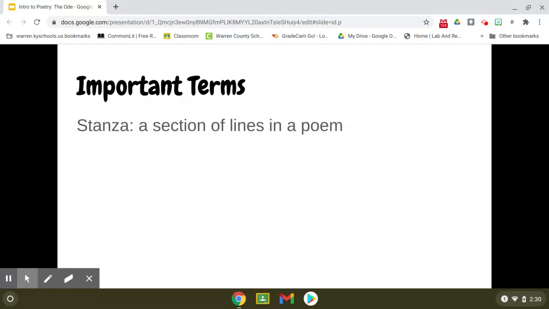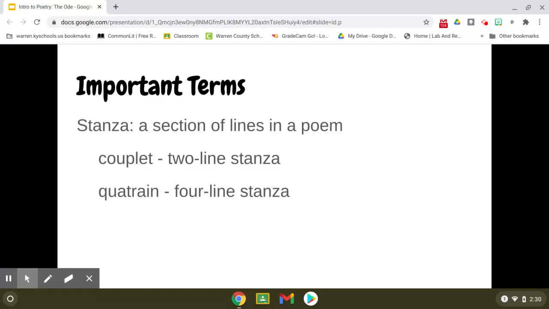Some other important terms to remember when it comes to odes are stanzas. Remember, a stanza is a section of lines in a poem, almost like a poem's paragraph. A couplet is a 2-line stanza. A quatrain is a 4-line stanza. But there are also any combinations, and they all have their own name. So a tercet would be a 3-line stanza. A quintain would be a 5-line stanza. A sestet would be a 6-line stanza, etc.